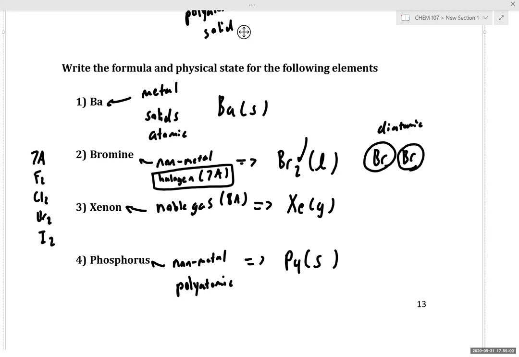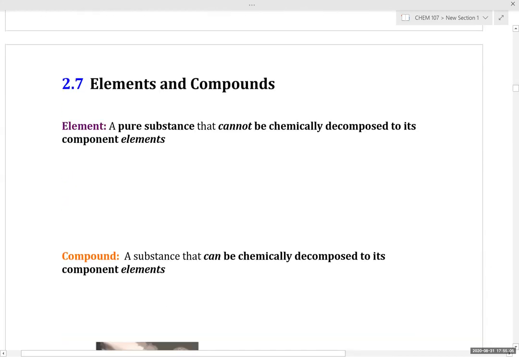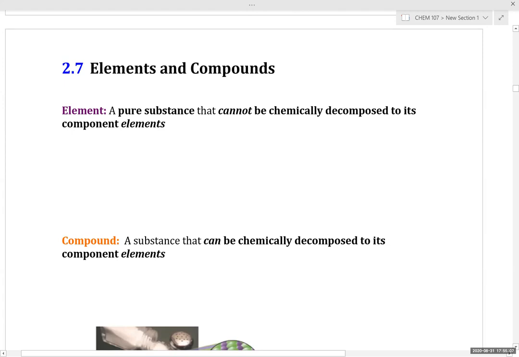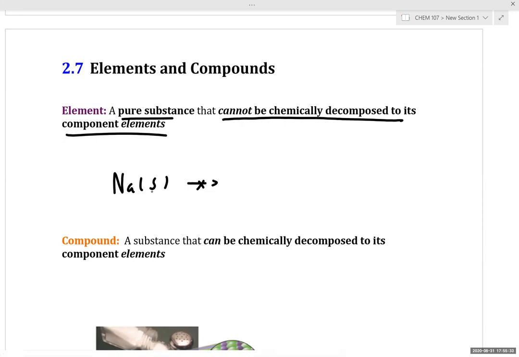So let's keep going now and let's look at elements and compounds. So we've been talking a lot about elements, and an element is defined as a pure substance that cannot be chemically decomposed to its component elements. So you can't take an element and get out a simpler element. So no matter how hard you try, if you take sodium, you're not going to get any element simpler than sodium. So sodium cannot be chemically decomposed into simpler elements.